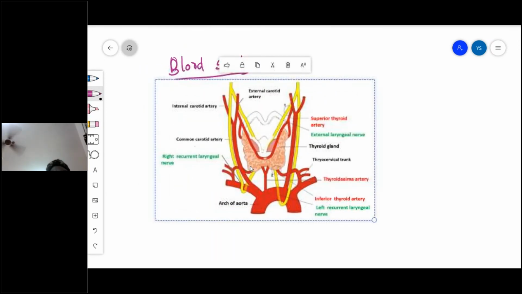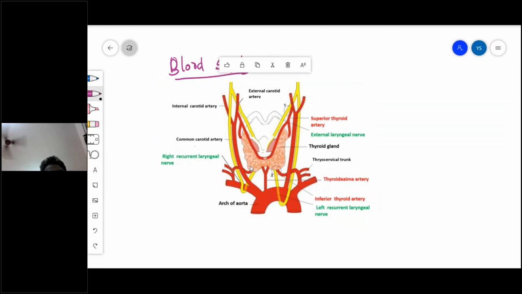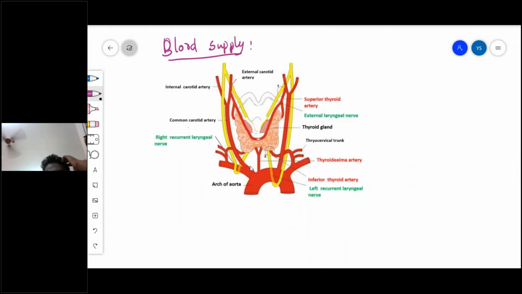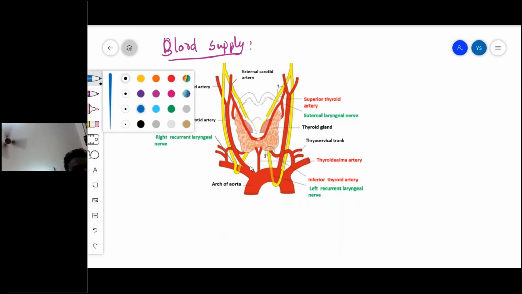Can you see this picture? Can you see? Yes, sir. Can you see this picture? Okay, now?